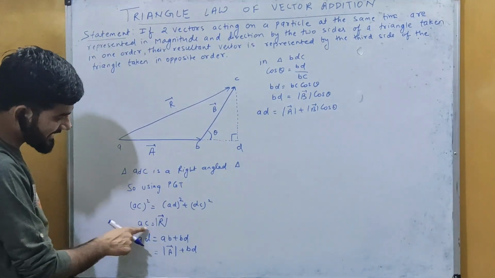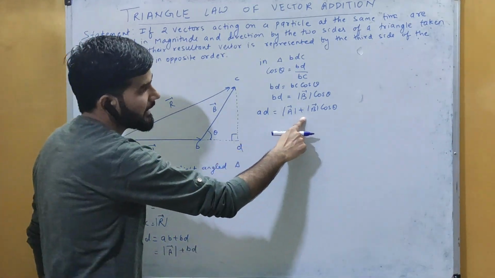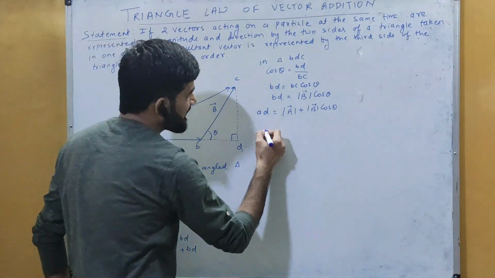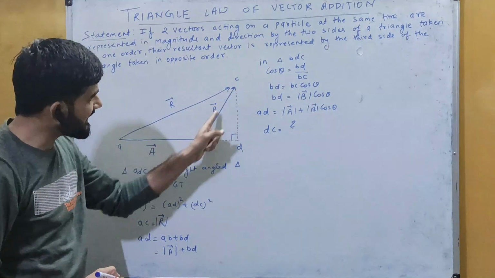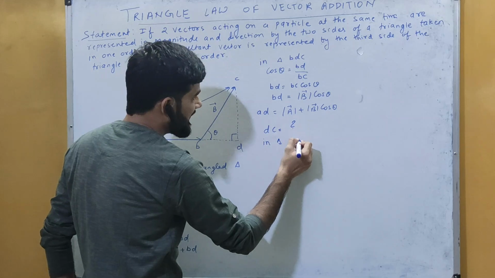Okay, so we got this AC, that is same as the vector R, its magnitude. Then AD we got, vector A plus vector B cos theta, the magnitude. Now what about DC? This DC, now DC again is not known to us. So we have to find it. Again here we can use triangle BDC.